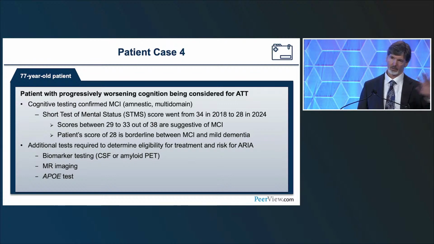I've got a patient case I'm going to show you from a treatment conference that we had at my institution 4 weeks ago. This patient came in with cognitive testing confirming MCI. The STMS was at 28 this year, had dropped, and that is borderline between MCI and mild dementia. So we need to look at some additional testing, biomarker testing, MRI, and maybe assess their genetic risk factors.